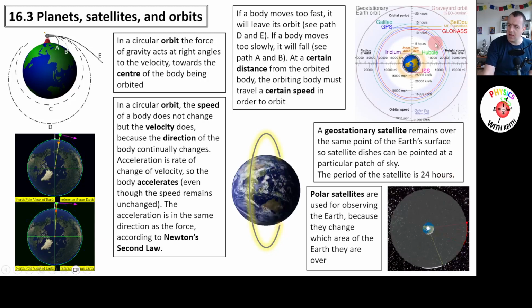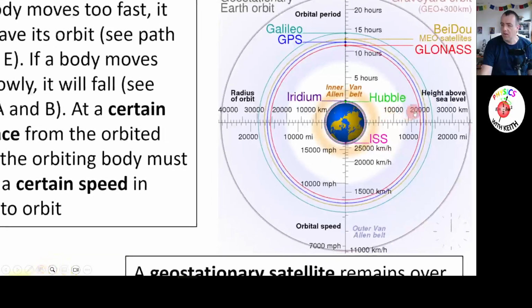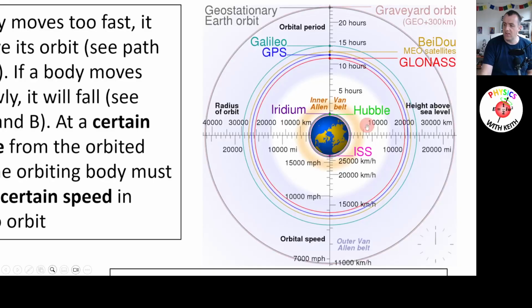I've got a map up here which shows different orbits of different satellites around the Earth. And this is to scale. I like the axes on this. If you go from the centre of the Earth outwards, we've got the radius of orbit from the centre of the Earth. So this is 10,000 kilometres, 20,000, 30,000, 40,000 kilometres. Or if you're absolutely insane, we have it in miles as well. No one in their right mind would use miles in this day and age, but there they are.